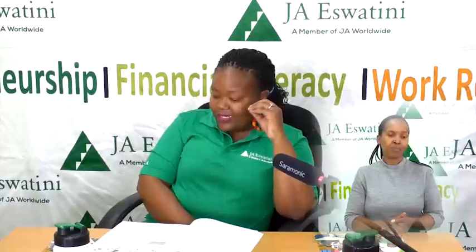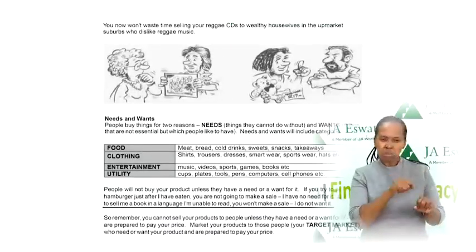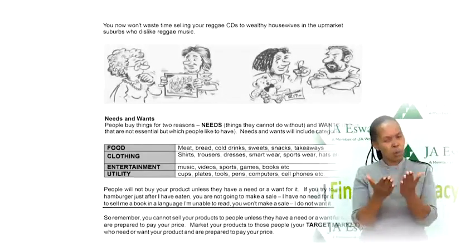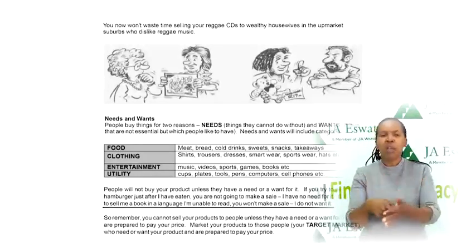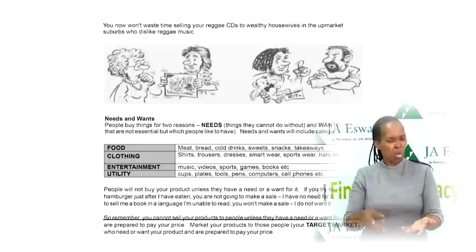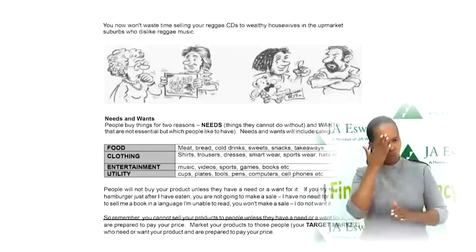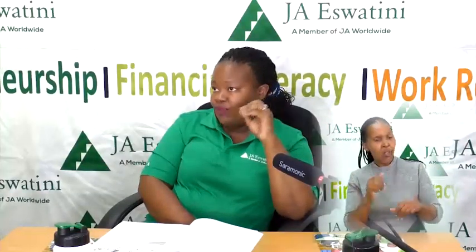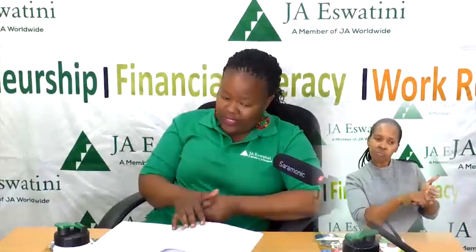So people will not buy your product unless they have a need or a want for it. If you try to sell me, for example, a hamburger just as I've eaten, chances are I will not buy that hamburger and you will not make a sale at the end of the day. If you try to sell me a book in a language I'm unable to read, you won't make a sale, because I do not want it since I'm not able to read it. So it's very important to remember that you cannot sell your product to people unless they have a need or a want for it, and they are prepared to pay that particular price. Market your products to those people, which is your target market, who need or want your products and are prepared to pay the price. So marketing your products is very, very critical.